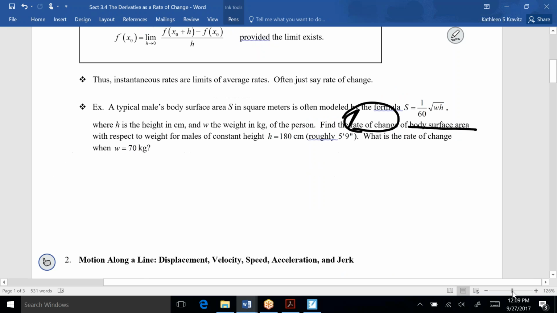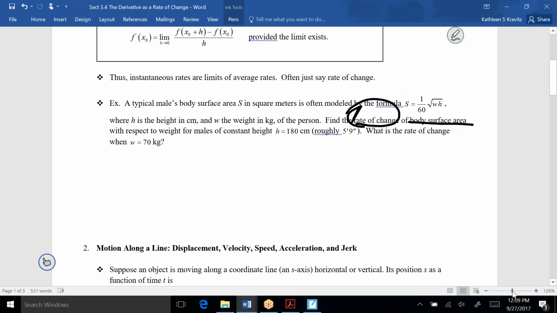So it's S. So we're going to be taking the derivative of S. And it says that we're finding it with respect to the weight. So we're finding the derivative of the body surface area, S, with respect to the weight. So we have to find the derivative. So we're finding S prime.